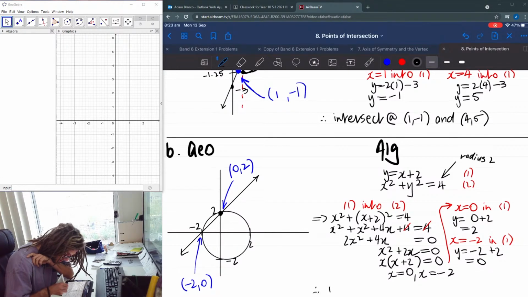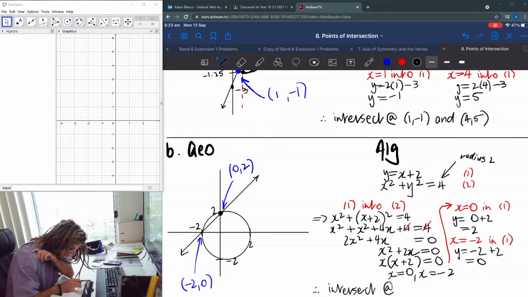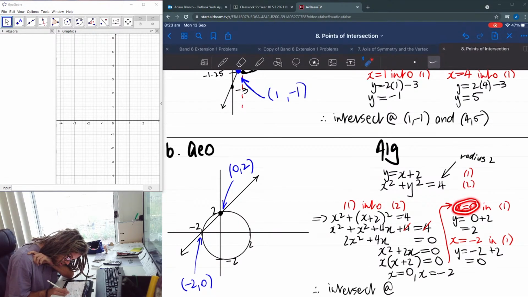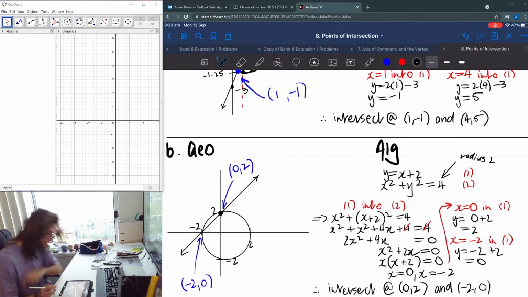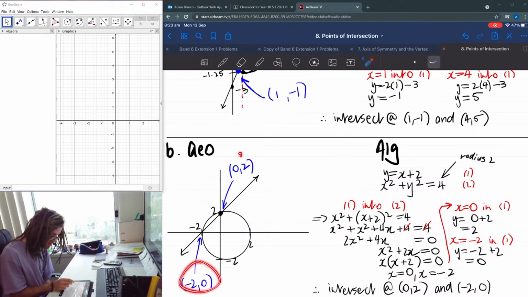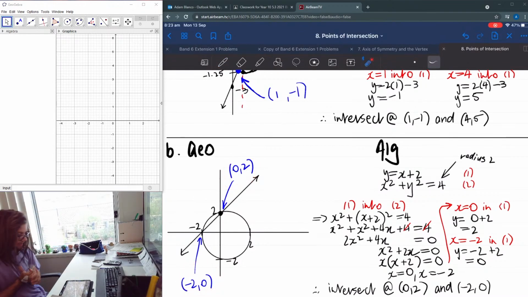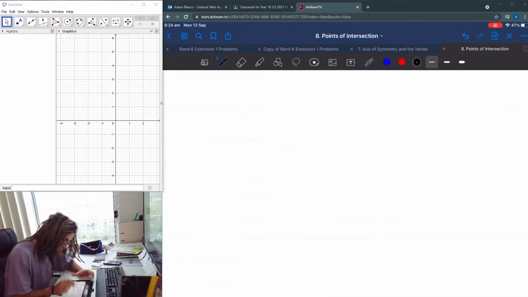So therefore, they intersect at 0, 2, and minus 2, 0. And I already have those. Minus 2, 0, 0, 2. Okay, so again, it's kind of nice to be able to verify your solutions. Damn it, this video is long. Okay, last one.